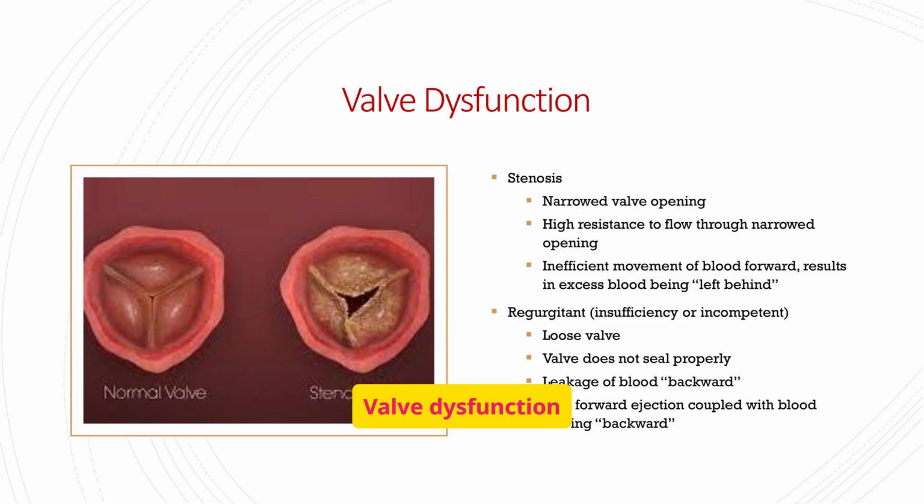Valve dysfunction primarily manifests as either stenosis or regurgitation. Stenosis is a narrowing of the valve opening, increasing resistance to blood flow. Regurgitation is a leaky valve, allowing blood to flow backward.